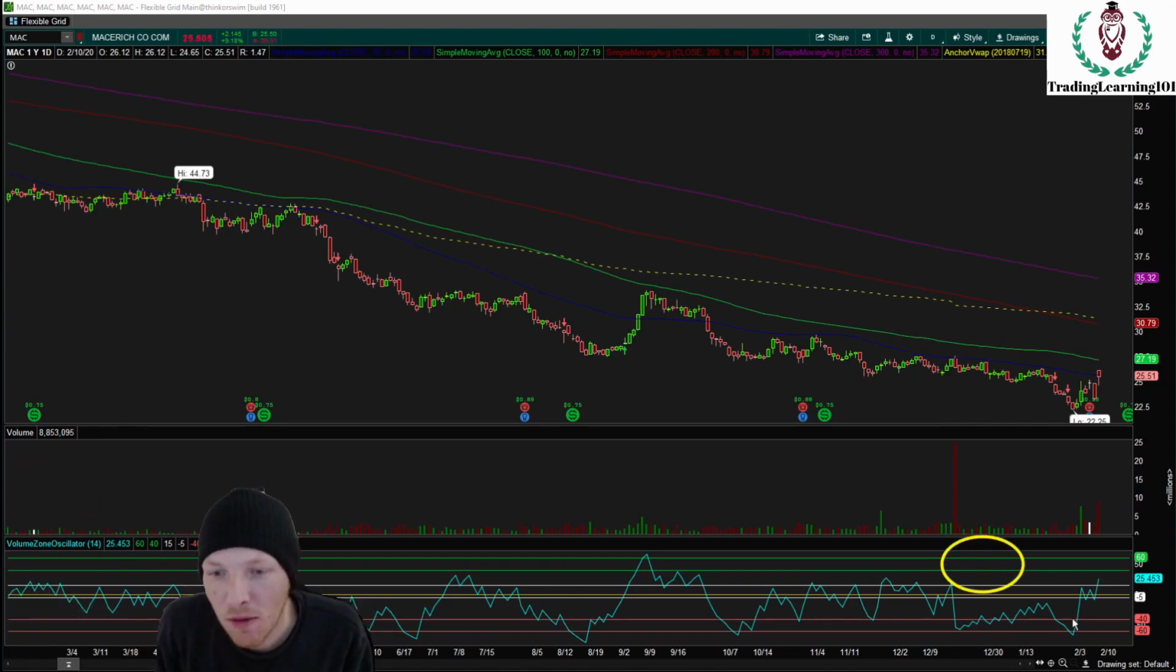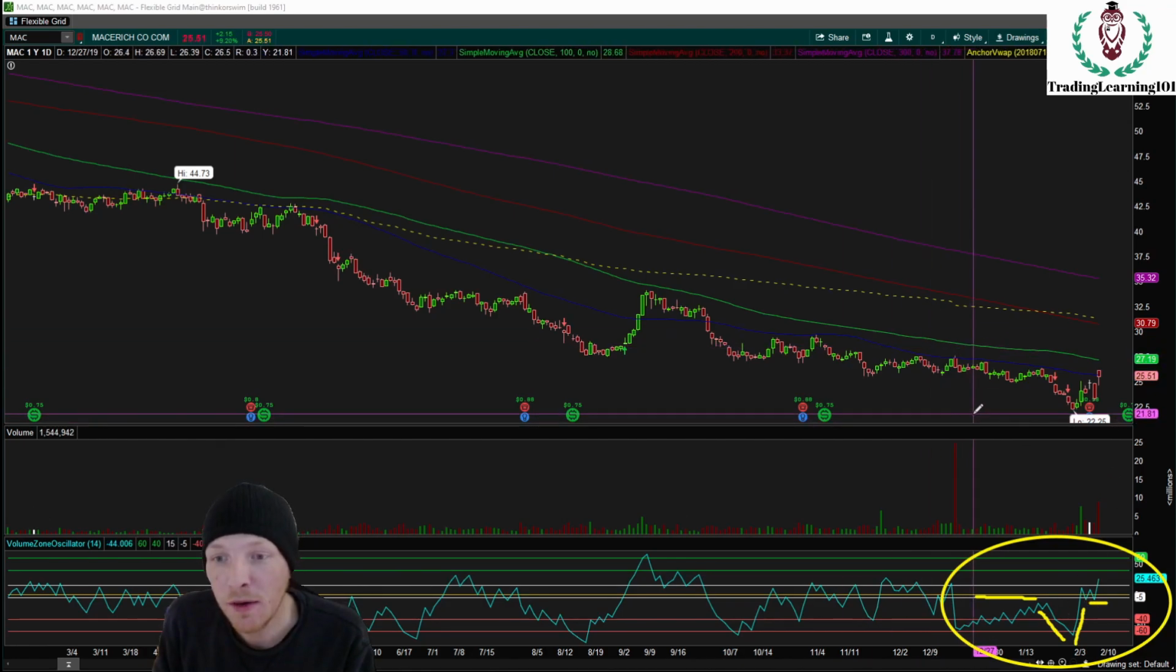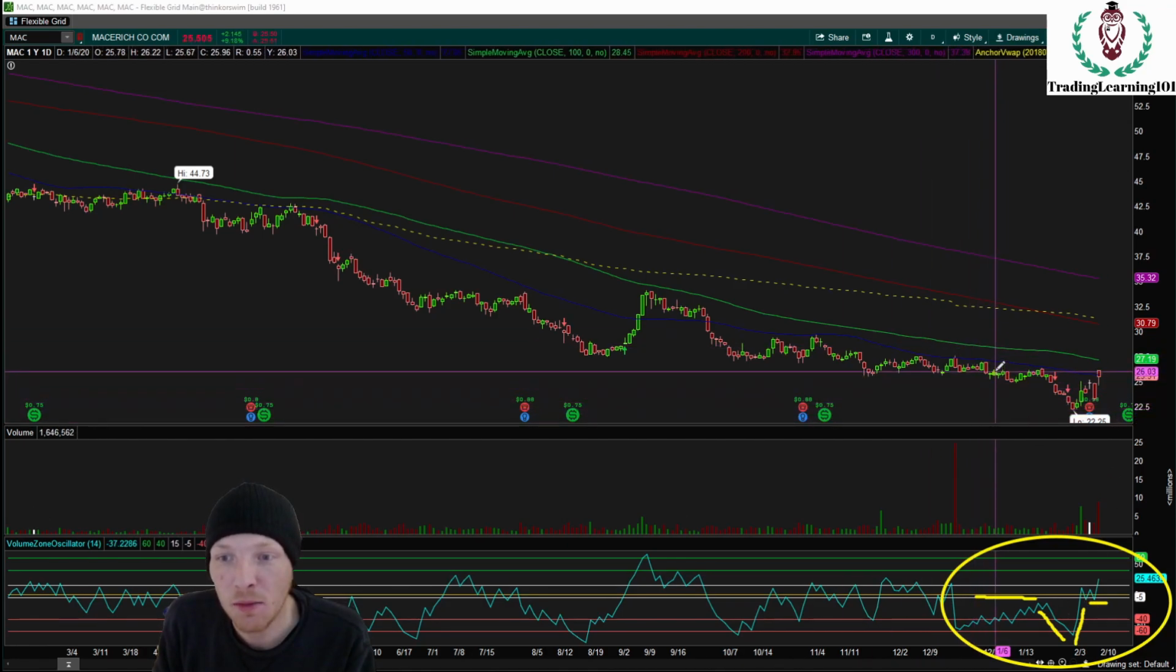An example of it right here, right from the zero line. It was resistance. It fell all the way down to the -60 line, ran up, and crossed over the zero line. And then right here, it's bouncing and holding as support right at that zero line, showing bullish strength. And you could see from the low here at 22, the stock moved all the way up to $26.